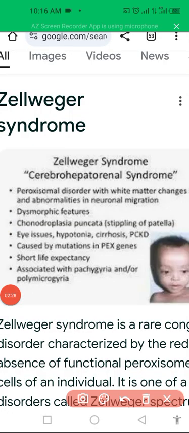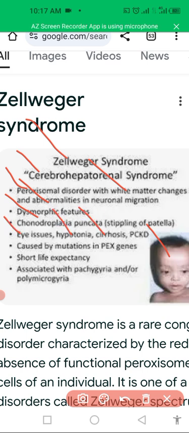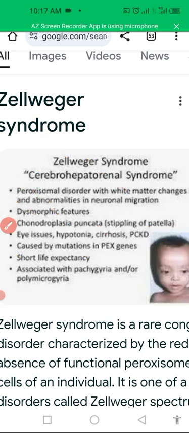Now here we can see Zellweger syndrome, also known as cerebrohepatorenal syndrome, in which there is cerebral involvement, hepatic involvement, renal involvement, resulting in a paroxysmal disorder with white matter changes and abnormality in neuron migration, dysmorphic facial features, oliguria, hypotonia, cirrhosis, kidney disease. A mutation in the PEX gene results in short life expectancy of these babies with facial abnormalities and all these kinds of features.